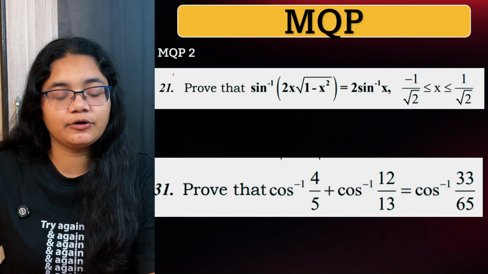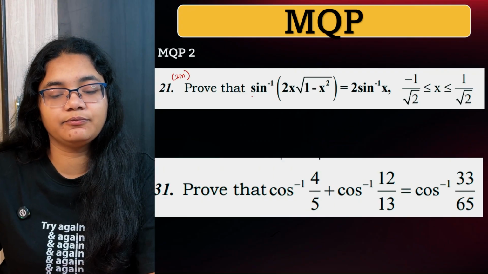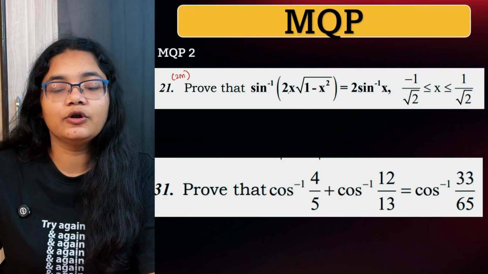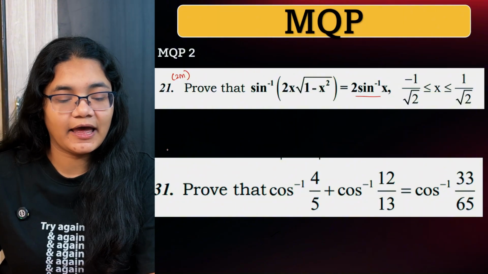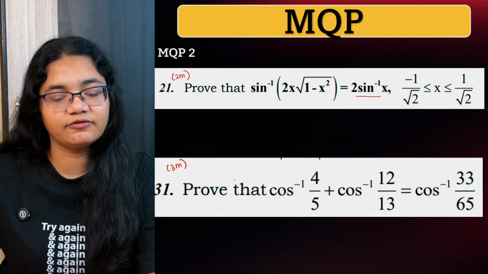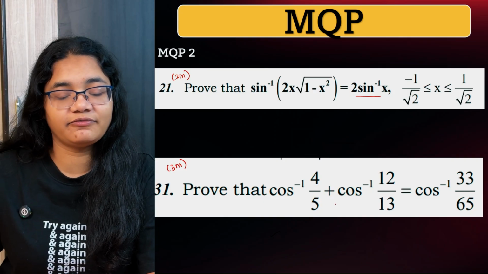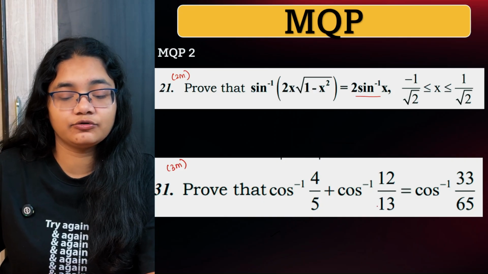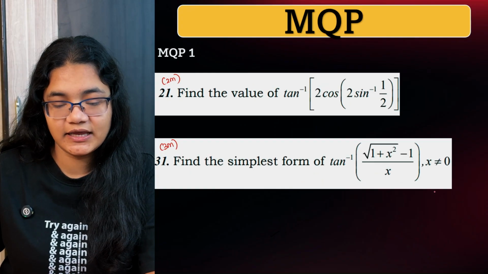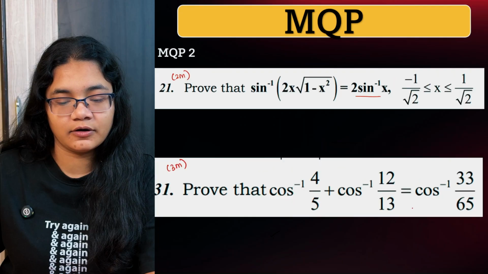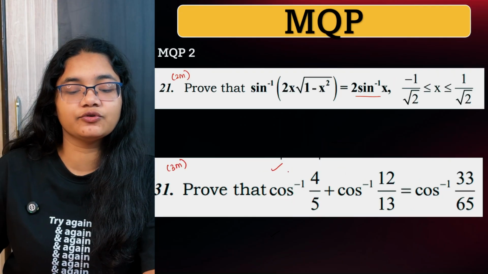Now, model question paper 2, we have a 2-marker question. Prove that sine inverse of 2x times root of 1 minus x square is equal to 2 sine inverse x. And in the 3-marker section, we have prove that cos inverse 4 by 5 plus cos inverse minus 12 by 13 is equal to cos inverse 33 by 65. You can see these two questions, okay, this was also a PYQ.